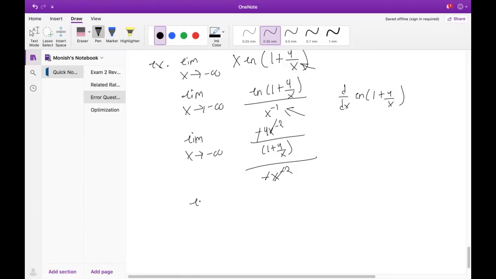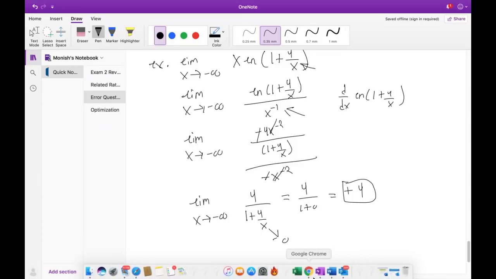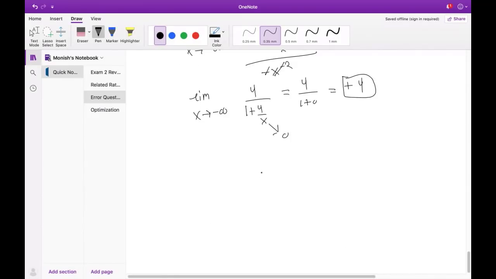So then I have the limit as x approaches negative infinity of positive 4 over 1 plus 4 over x. I plug in negative infinity now, and this will go toward 0 over 1 plus 0. So I'll just get positive 4 as my answer. Does that one make sense to everybody? Oh man, they gave you guys a lot of topics for this test.